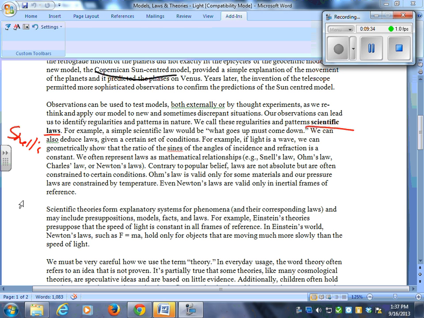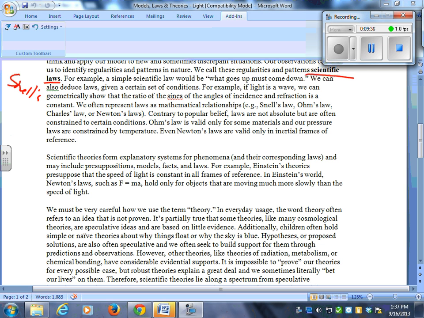Scientific theories form explanatory systems for phenomena and their corresponding laws, and may include presuppositions, models, facts, and laws. We know what those all are. What's a presupposition? Big fancy word for an assumption. Scientific theories form explanatory systems for phenomena. That is basically it. Scientific theories explain things. They're not guesses. They explain things.